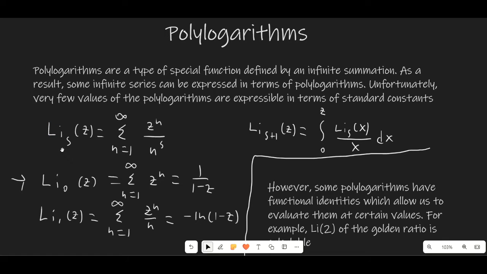So the polylogarithm is Li. It has two variables here, s, which denotes the order, and z, which is of course the input. And this is the sum from n equals 1 to infinity of z to the n over n to the s. So notice we could say that Li 0 of z is just 1 over 1 minus z, and Li 1 of z is just negative natural log of 1 minus z. Also, to increase the order by 1 of a polylogarithm, all you have to do is divide by x and then integrate from 0 to z, with respect to x, of course.